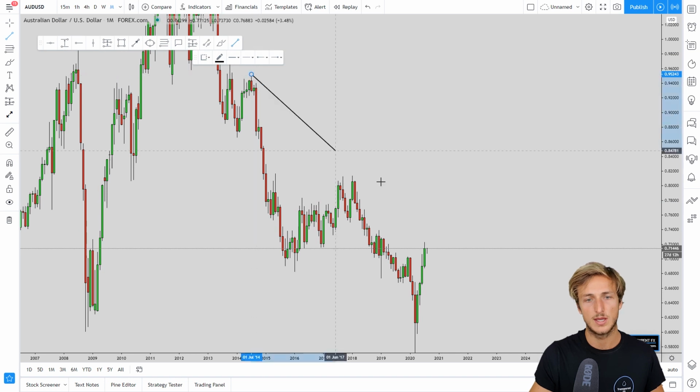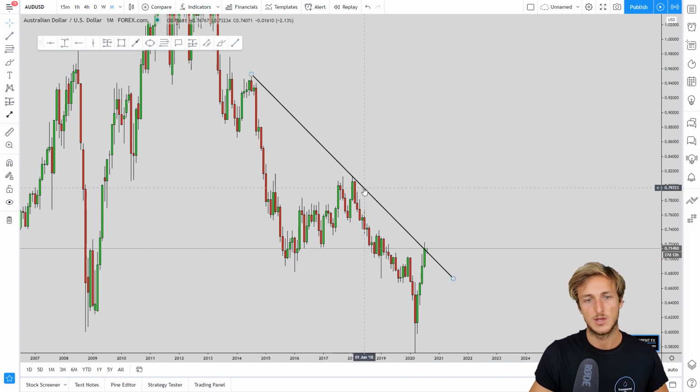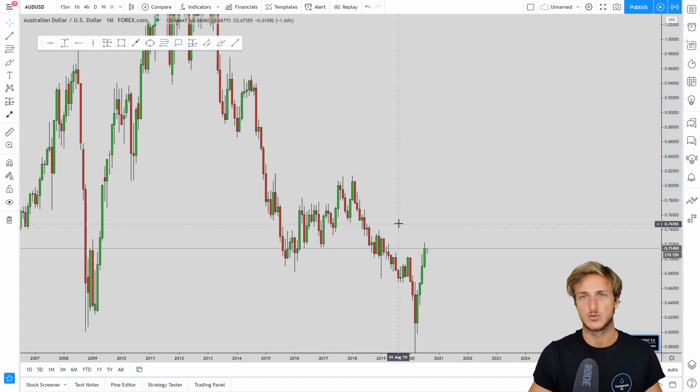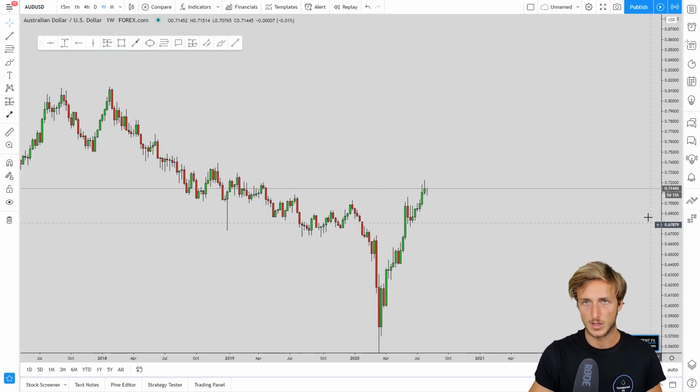The only thing that we can say is that at the moment the market is at this trend line, but this trend line is not even being confirmed because we only have two touches, so nothing really interesting on the monthly time frame. Let's start our analysis from the weekly, okay?